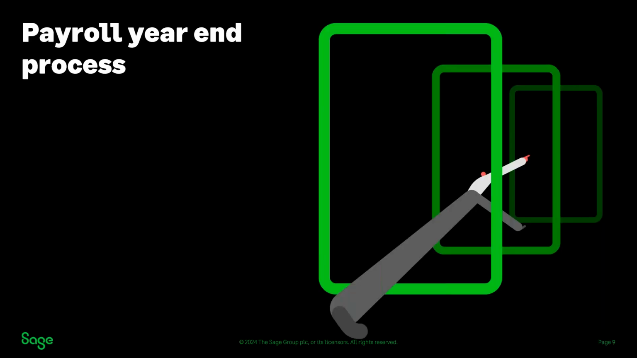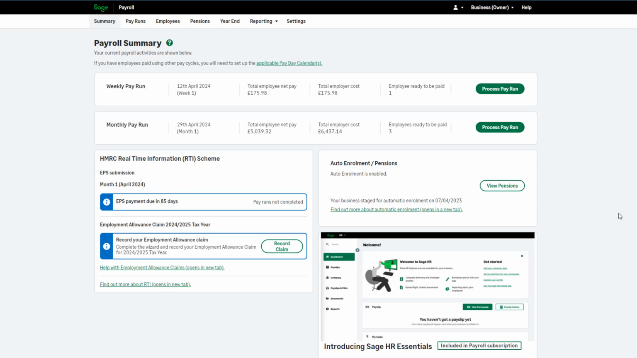So now let's have a look at the 4-step payroll year-end process. And I have another pre-prepared video that highlights important areas to take note of. Let's move on to the year-end process. From the menu, click Year-End.